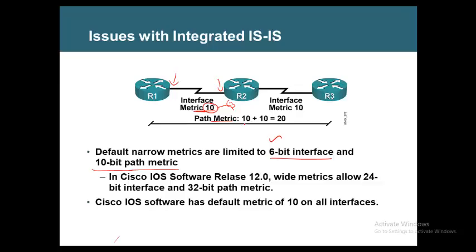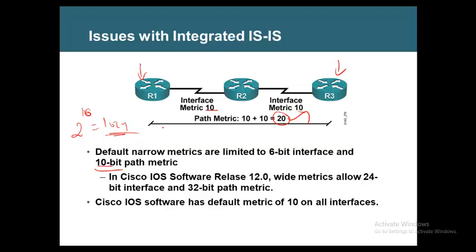And from end to end, you have only 10-bit for the metric. See here, total metric is 10 plus 10, 20. This number should not go beyond 2 to the power of 10. I think it will be somewhere around 1024. So your total metric cannot go beyond this because you got only 10-bit. We call it as path metric. Interface metric is 6-bit, path metric is 10-bit.